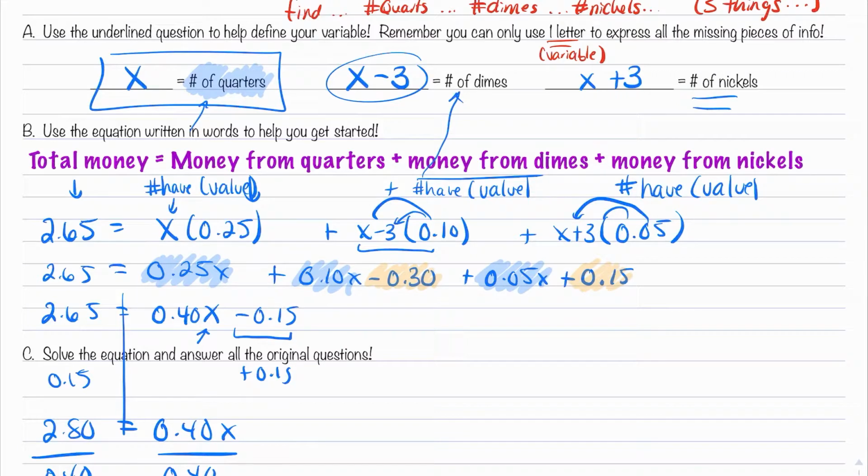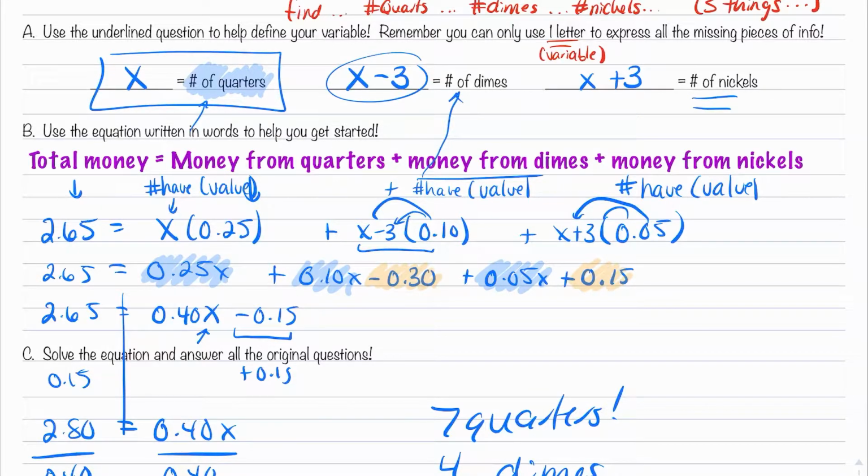Now that doesn't mean we're done. We actually need to answer all the original questions. We're supposed to figure out how many quarters, nickels, and dimes they have. Well, x only answers one of those questions. x was the number of quarters, so we have 7 quarters. But the number of dimes was x minus 3. So I take 7 minus 3, so that's 4 dimes. And then the number of nickels was 3 more, so that's 10 nickels.